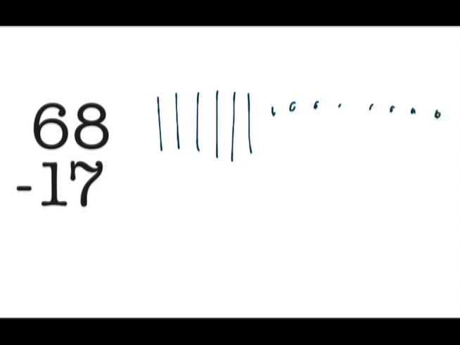So to start with, I have the problem 68 minus 17, and I'm going to represent the top number 68 using base 10 shorthand. And looking at the number that I need to subtract, I'm going to go ahead and take away 17, which is one group of 10 and 7 ones. I'm going to represent that by crossing my model out. So I'm going to take away one group of 10 and 7 ones.